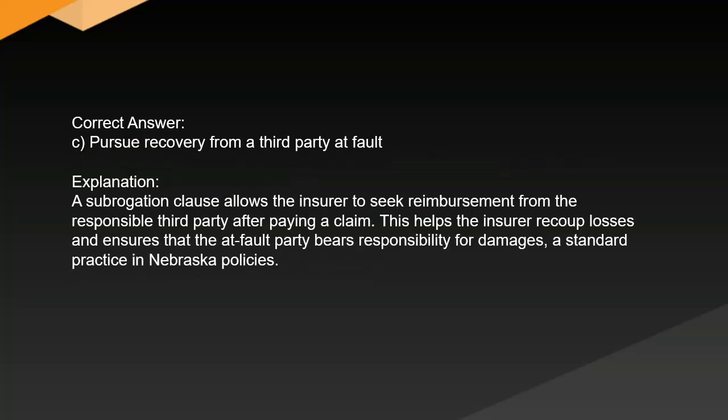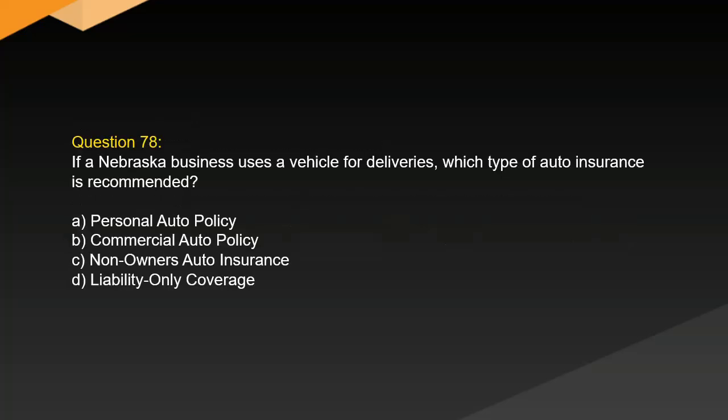Correct answer. C. Pursue recovery from a third party at fault. Explanation. A subrogation clause allows the insurer to seek reimbursement from the responsible third party after paying a claim. This helps the insurer recoup losses and ensures that the at-fault party bears responsibility for damages, a standard practice in Nebraska policies.